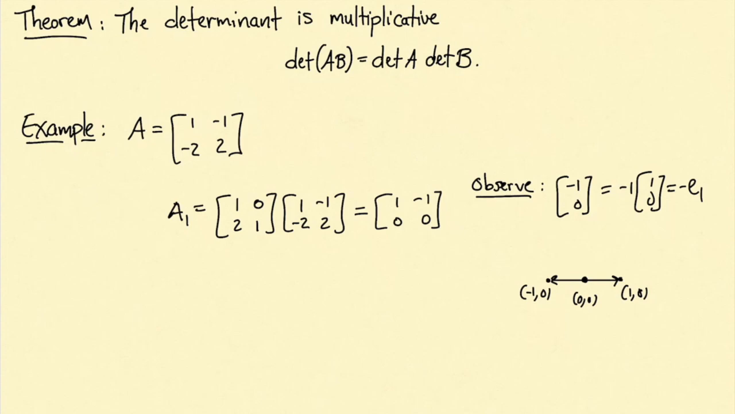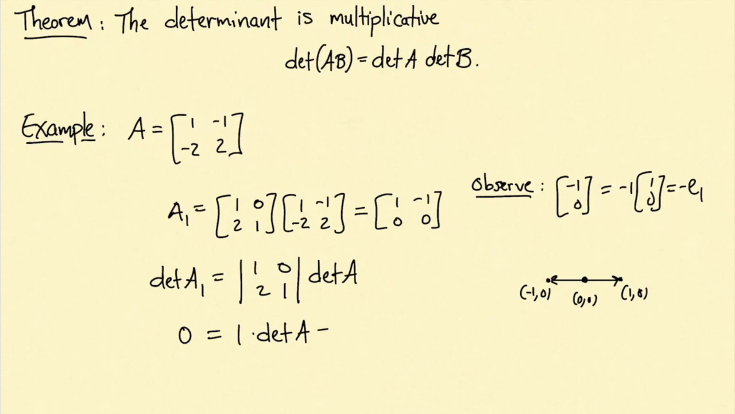If we use the theorem, then we observe that we can write the determinant of A1 is equal to the determinant of our lower triangular matrix multiplied by the determinant of A. Since we know that the determinant of A1 is 0 and the determinant of our lower triangular matrix is 1, we see that the determinant of A is 0.